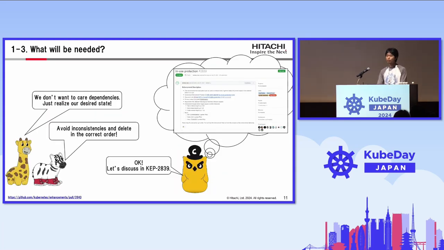So what will be needed? We don't want to care about dependency, just realize our desired state, avoid inconsistencies, and delete in the correct order. To add a mechanism in Kubernetes to declaratively protect resources, I started a discussion in the Kubernetes community and wrote KEP 2839. I'll share the use cases, what was discussed, and the current state in the next slides.